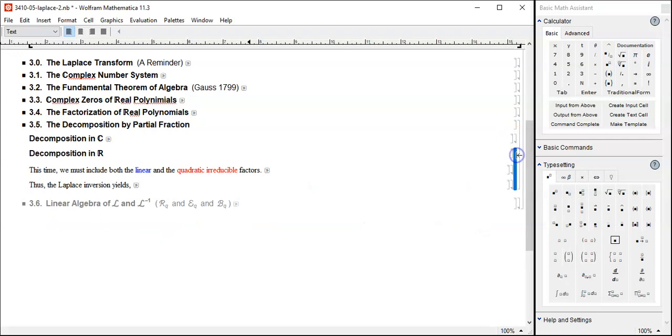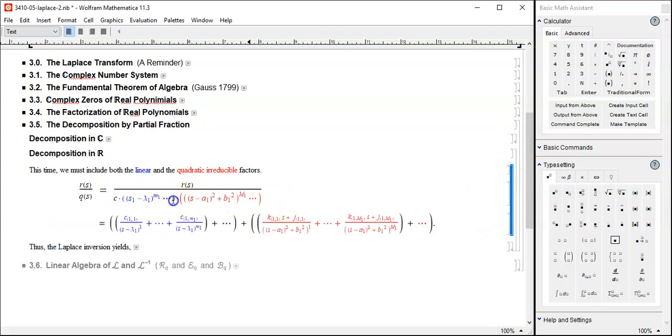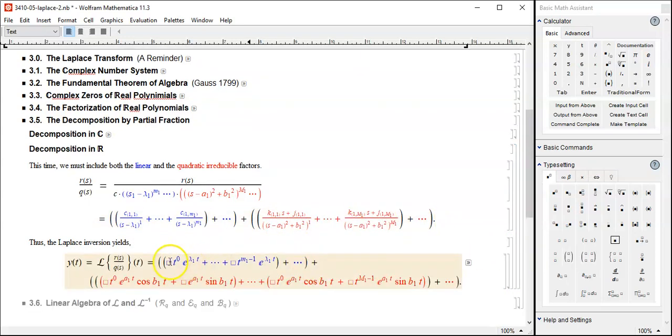For reals, it's going to be a little bit more complicated because we have linears and then quadratic irreducibles. There are many, and for the reals, the same way. For the quadratic irreducibles here, we have a linear polynomial upstairs, and down here we have power 1, power 2, all the way over there. So basically what we have over here is a complete square plus square again. And then if we take the Laplace inversion, what do we get? All those t to some power times exponential from the linear factors, and t to some power times exponential times sine and cosine from the quadratic irreducibles. And that's it. We don't have anything else.